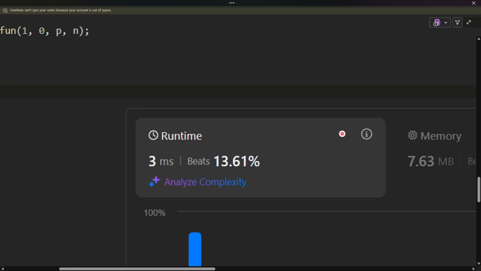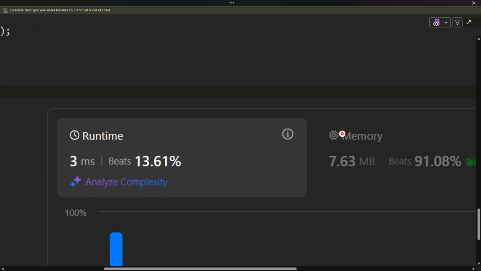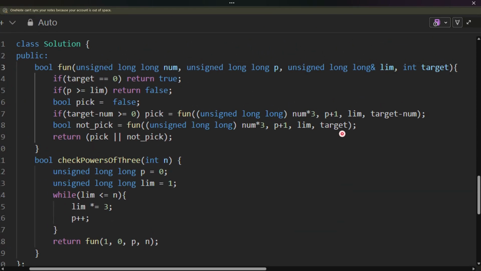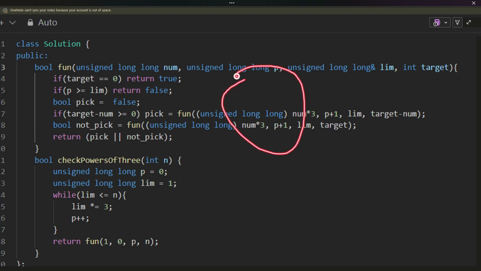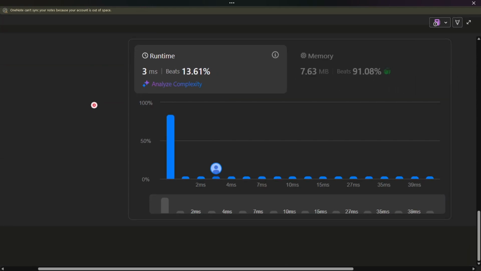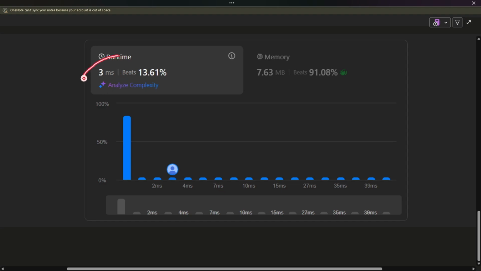I have also tried to optimize it, but it was giving MLE, so I couldn't find a better way than this. Though there are some mathematical solutions, I don't like them. This is easy to get and more intuitive, I would say. This is our solution, and it's running fine, because runtime is 3 ms. So recursive code at 3 ms, it's not that bad.